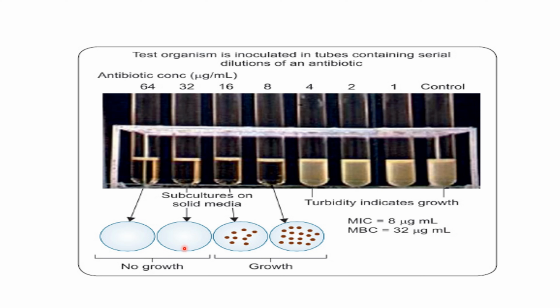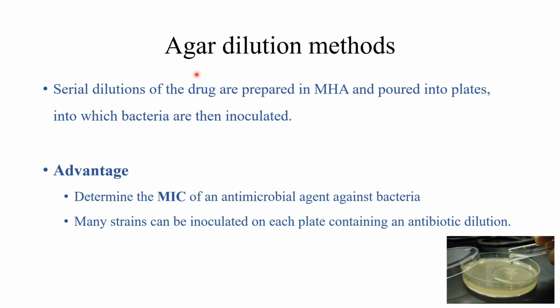So this 32 milligram per ml is considered as the MBC. That means this 32 milligram per ml can kill the bacteria. Agar dilution methods. In agar dilution methods, serial dilutions of drugs are prepared in Mueller-Hinton agar and poured into plates into which the bacteria are inoculated.